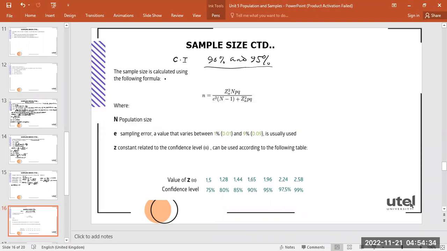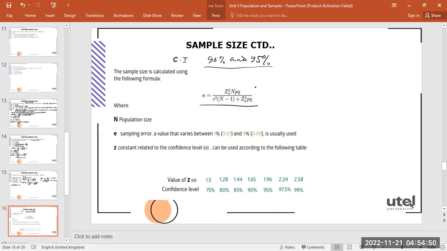Now, the sample size is calculated using the following formula. You can see the formula, where n is equal to z alpha squared N p q divided by e squared times N minus 1 plus z alpha squared p q.